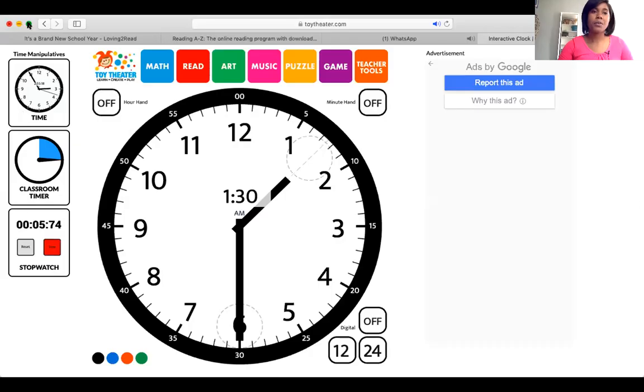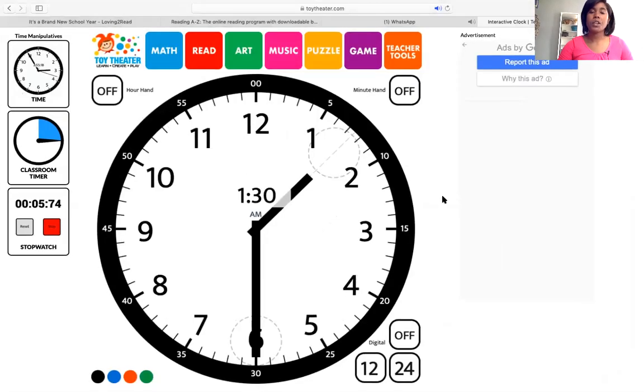Okay, so now I will use this web page so we can learn how to tell the time, and we learn a little bit about the clock. So this is an analog clock, and you have numbers from 1 to 12. Those numbers tell us the hour.